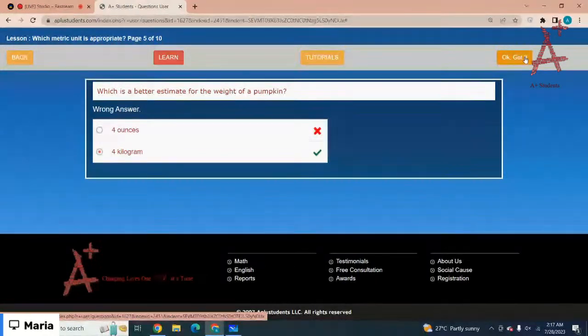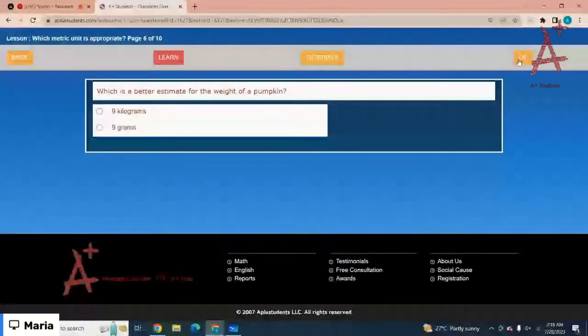The correct option is, oh, for a pumpkin it is 4 kilograms. But I think for a pumpkin, 4 kilograms is much greater, isn't it? Again, which is a better estimate for the weight of a pumpkin, 9 kilograms or 9 grams? 9 grams is much less. Yes, the same is the case for ounces. Yes, you're right, it is 9 kilograms, not grams. Got it?